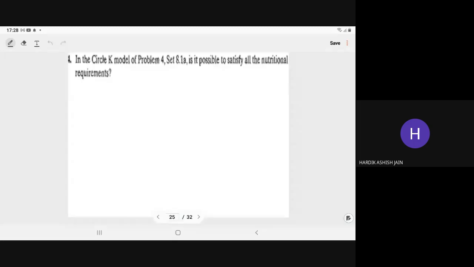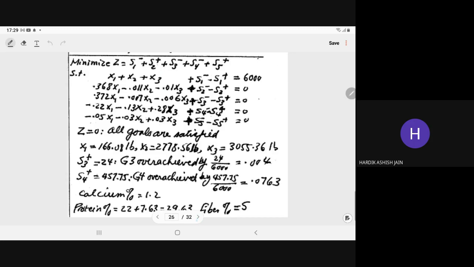No, sir. Now, in the circle K model of problem 4, set 8.1a, is it possible to satisfy all the nutritional requirements? Now they are not specified which goal is more important, because it is nutritional. So for the nutritional we assume that all should be satisfied, meaning all are equally weighted. So in this case minimize z will become S1 minus plus S2 plus S3 minus S4 minus plus S5 plus.